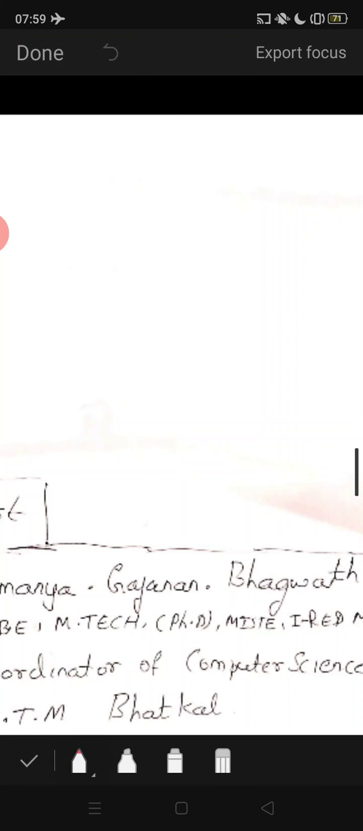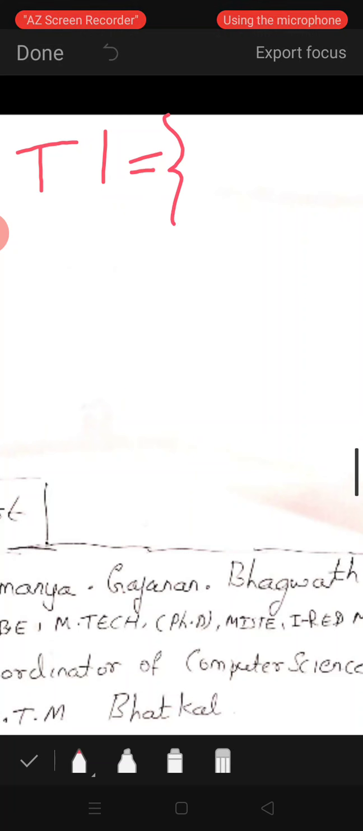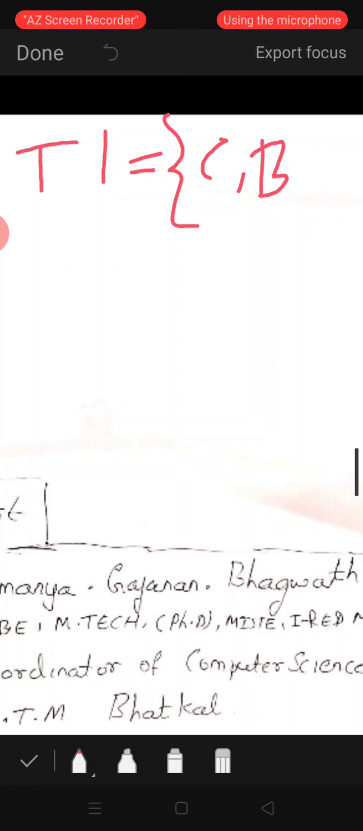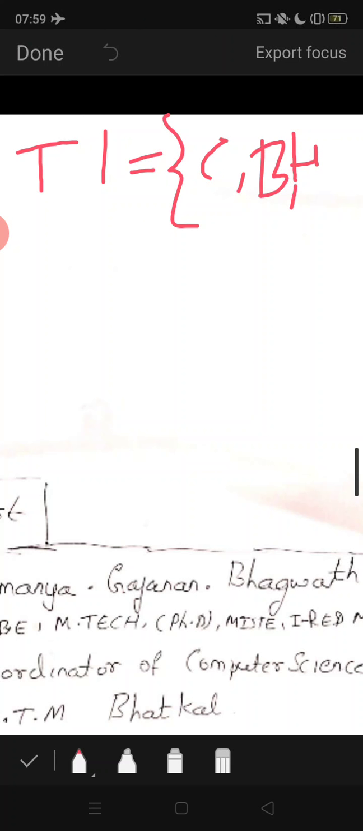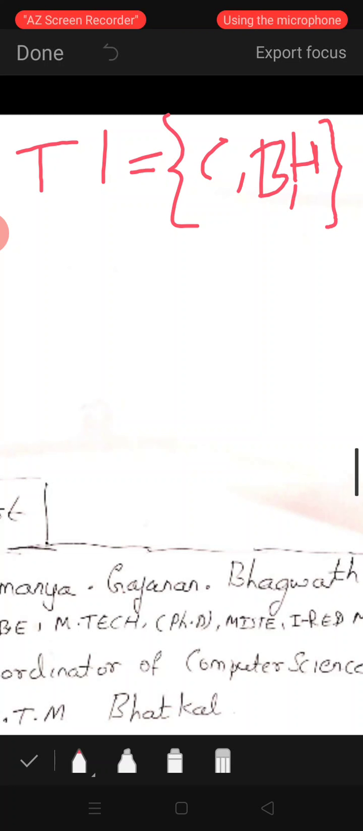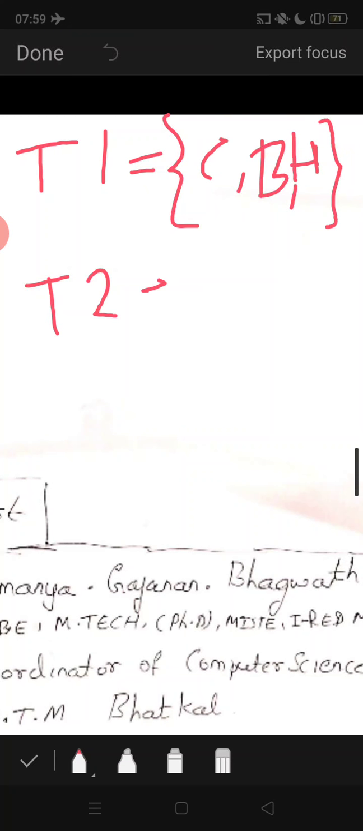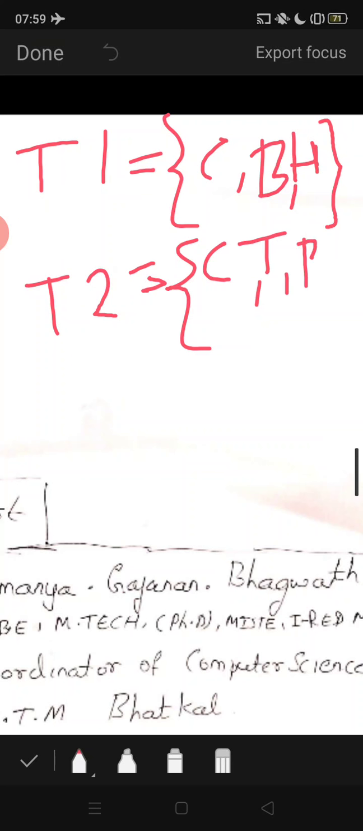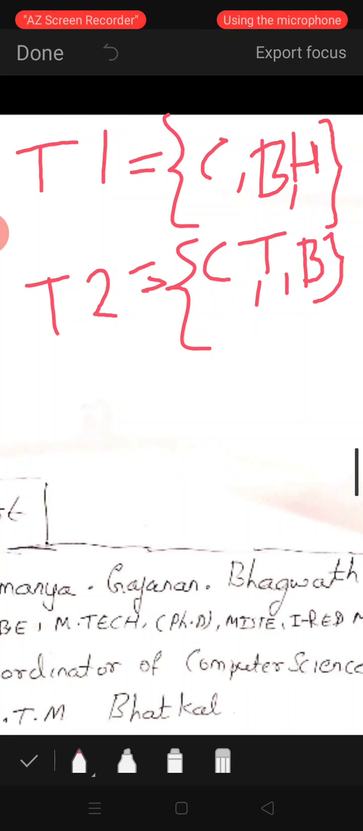Now, one transaction T1 contains coffee, Bournvita, and Horlicks. I will take CBH. C stands for coffee, B stands for Bournvita, H stands for Horlicks. This is an example. Then the T2 transaction contains coffee, tea, and Bournvita. Now observe this.